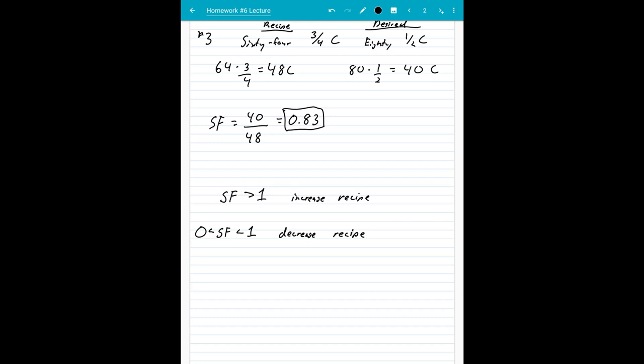So your scale factor determines if you're increasing or decreasing, and this is key. That's how you know if you're increasing or decreasing it. That's a perfect example of it. We show one that's increasing and one that's decreasing.